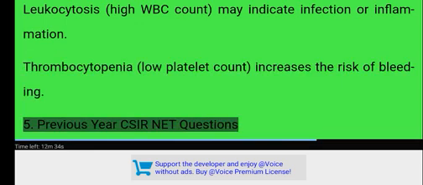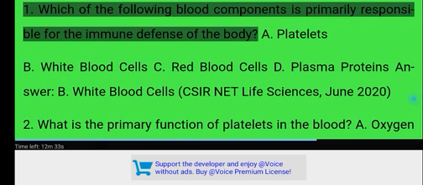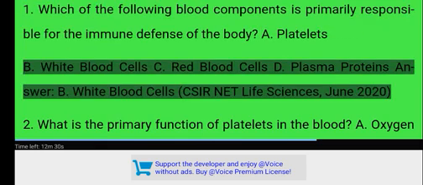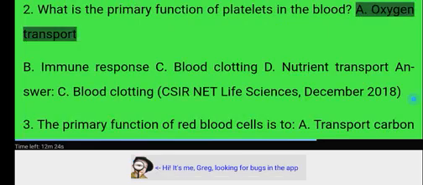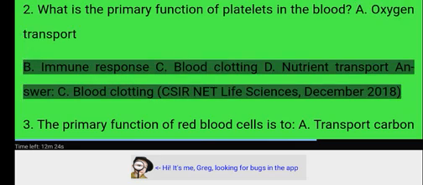5. Previous year CSIR NET questions. 1. Which of the following blood components is primarily responsible for the immune defense of the body? A. Platelets. B. White blood cells. C. Red blood cells. D. Plasma proteins. Answer: B. White blood cells. CSIR NET Life Sciences, June 2020. 2. What is the primary function of platelets in the blood? A. Oxygen transport. B. Immune response. C. Blood clotting. D. Nutrient transport. Answer: C. Blood clotting. CSIR NET Life Sciences, December 2018.